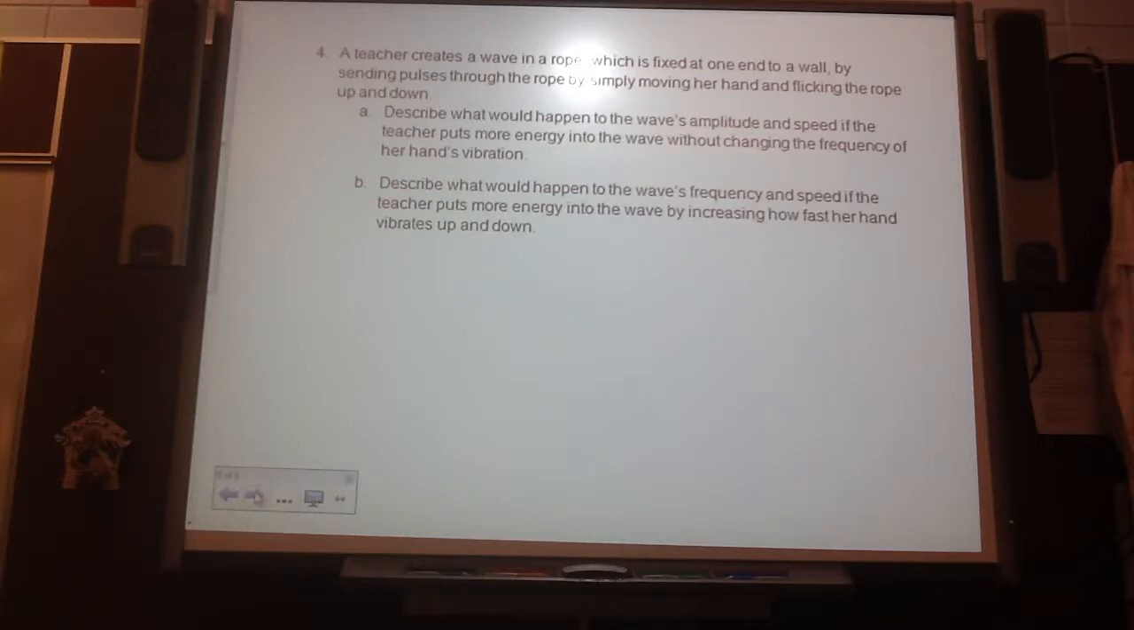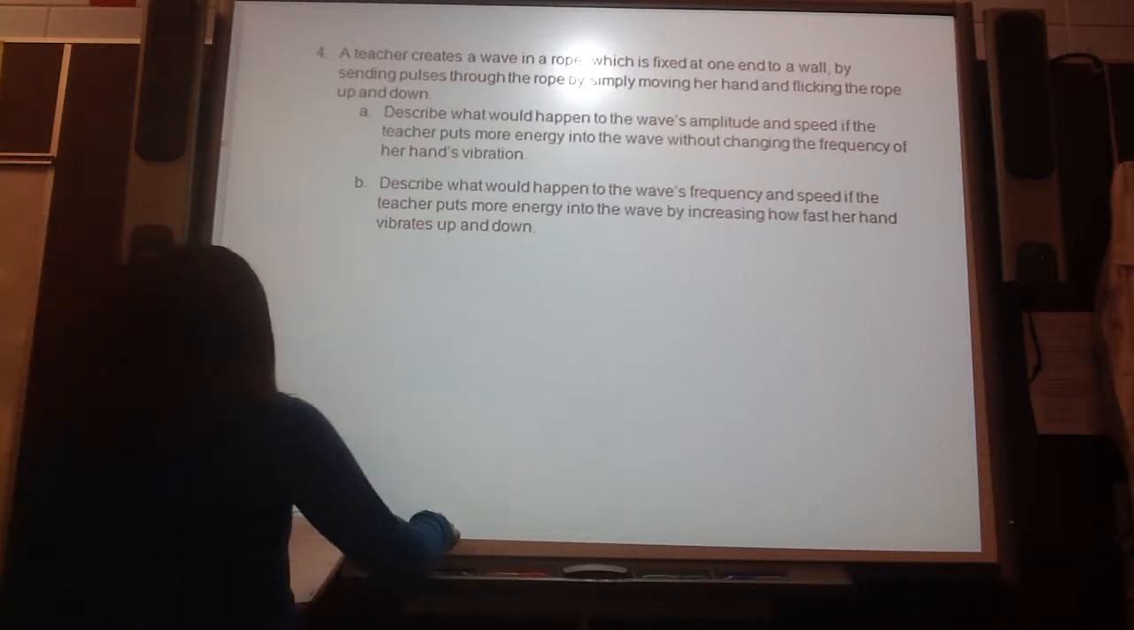Okay, a teacher creates a wave in a rope which is fixed at one end to a wall by sending pulses through the rope by simply moving her hand and flicking the rope up and down. Describe what would happen to the wave's amplitude and speed if the teacher puts more energy into the wave without changing the frequency of her hand's vibration.